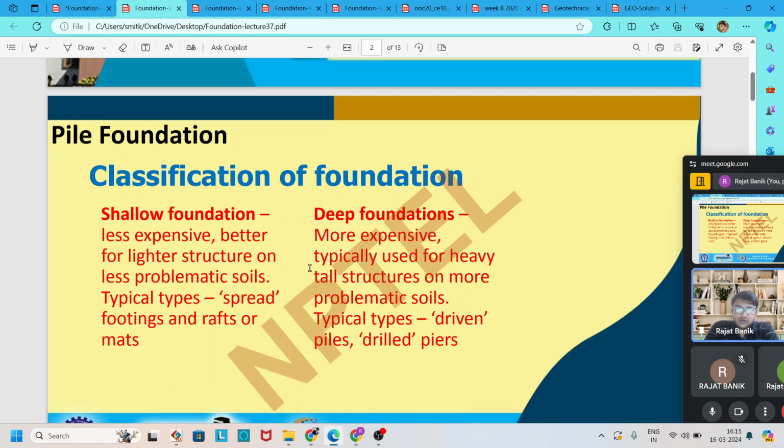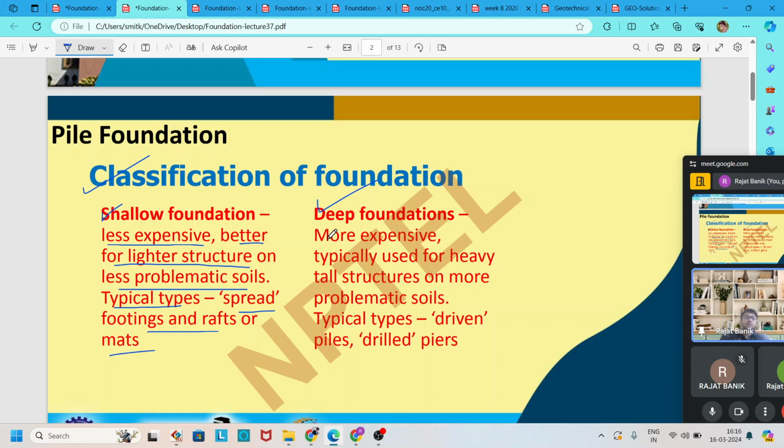We know that foundations are classified into two types, shallow foundation and deep foundation. Shallow foundations are less expensive and useful for lighter structures on less problematic soil. Typical types of shallow foundation are spread footings and rafts or mats. But deep foundations are more expensive, typically used for heavy, tall structures on more problematic soil, and typical types are driven piles, drilled piles and the like.